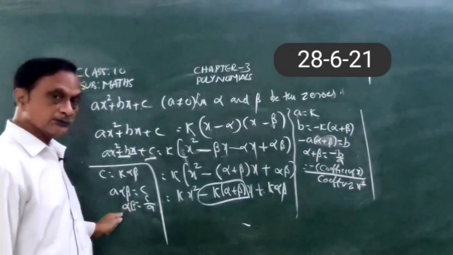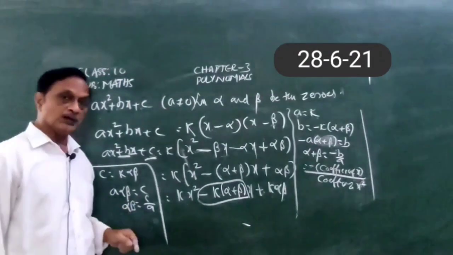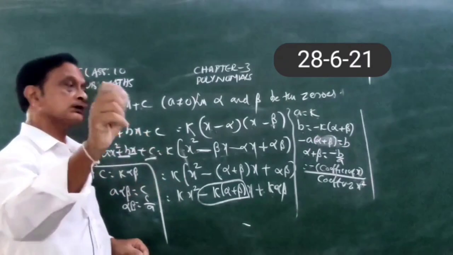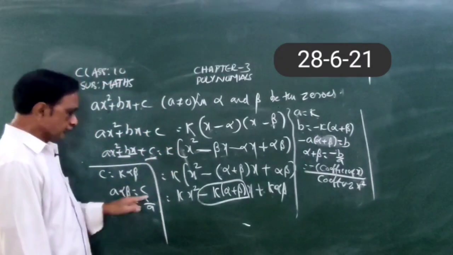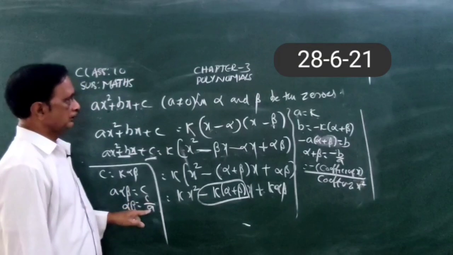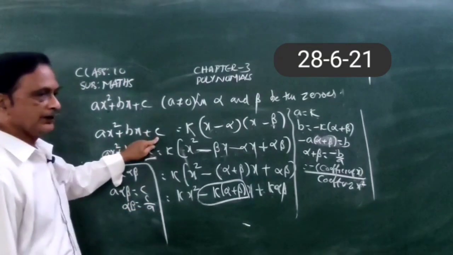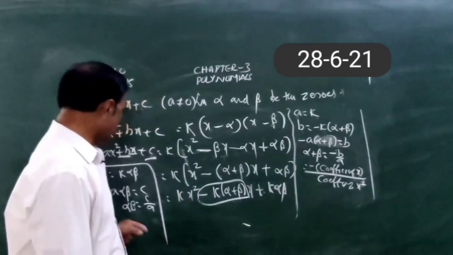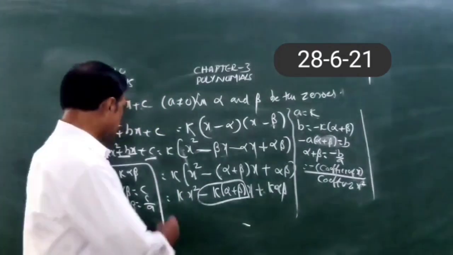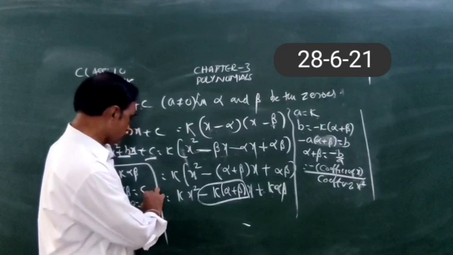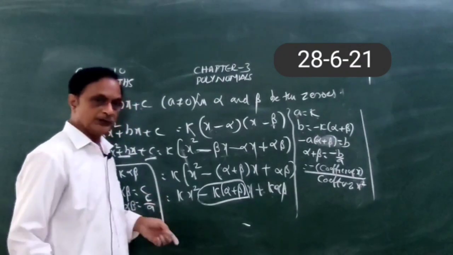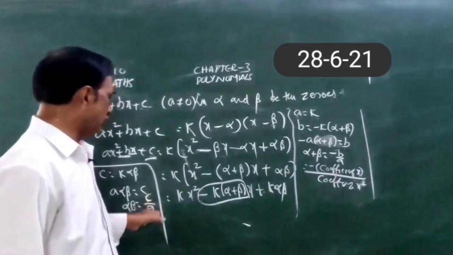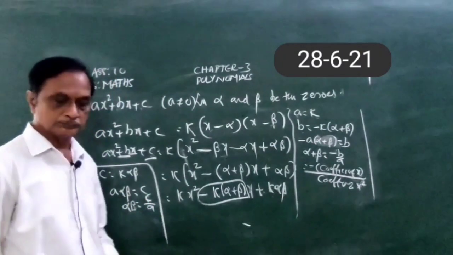Alpha and beta are the zeros. Then alpha into beta represents what? The product of the zeros, which is given by C by A, where C stands for what? Constant, and A stands for what? Coefficient of x square. So here alpha into beta is given by the formula C by A, where C by A stands for constant by coefficient of x square.